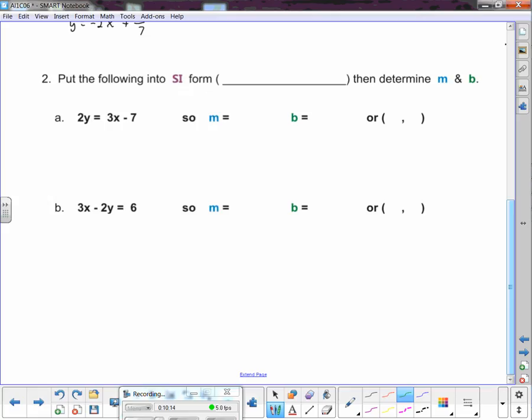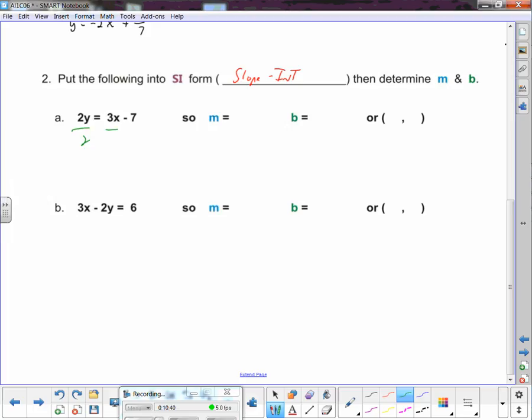Okay, number 2. Put the following into slope-intercept form. Right, so SI is slope-intercept. I'm going to abbreviate. Then determine M and B. Look, my time is already fleeting, so I'm going to show you a couple shortcuts. Everybody look at A. Don't write anything yet.